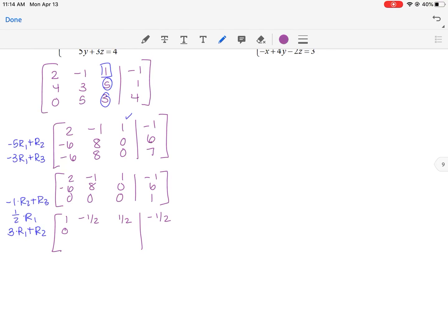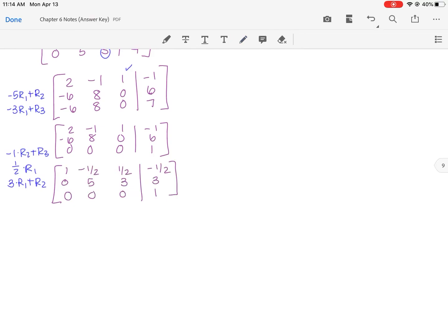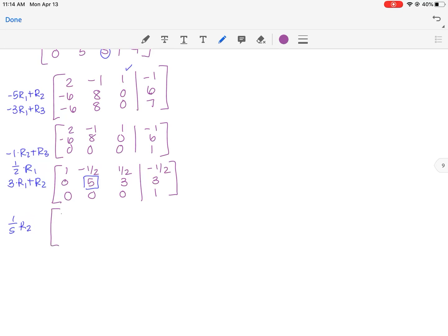And then -1/2. And then if I look back at what we had, 2 times 3 is 6, plus a -6 is 0. Sorry, and a -1 times 3 is -3, plus 8 is 5. 3 times 1 is 3, plus 0 is 3. 3 times -1 is -3, plus 6 is 3. The bottom row still has not changed.